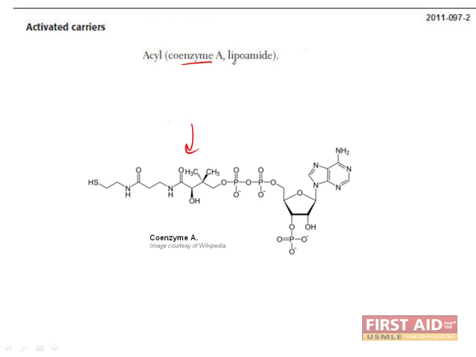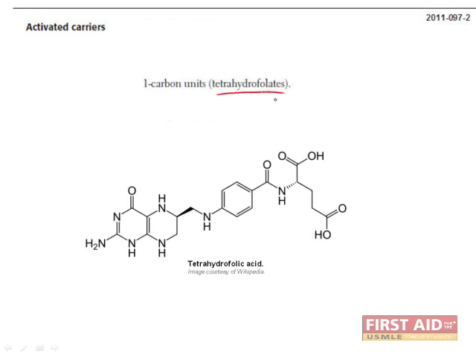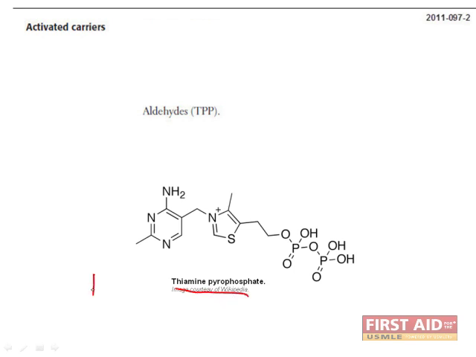Coenzyme A, shown here, and lipoamide carry acyl groups. Biotin carries carboxyl groups, which are used in many reactions that involve adding one carbon to something, such as converting pyruvate to oxaloacetate. Tetrahydrofolates also carry 1 carbon units, and these are mostly used for nucleotide synthesis. S-adenosylmethionine, or SAM, can carry methyl groups, and thiamine pyrophosphate, which is the active form of vitamin B1, carries aldehyde groups.